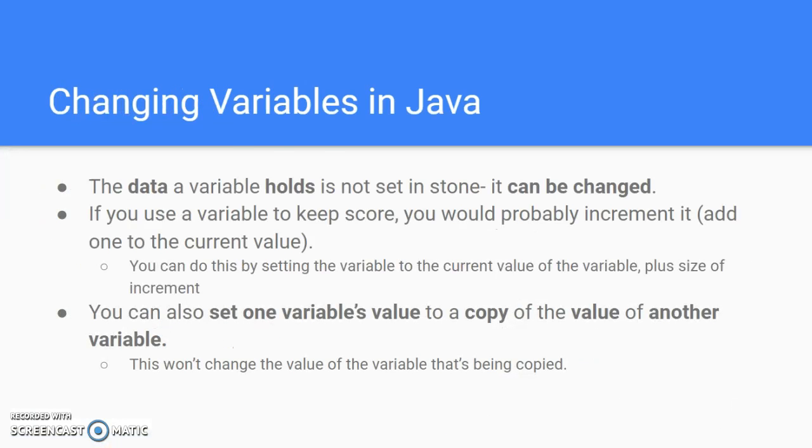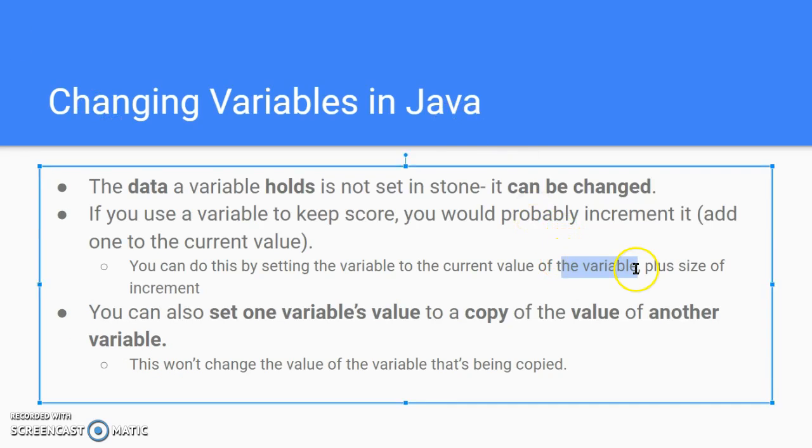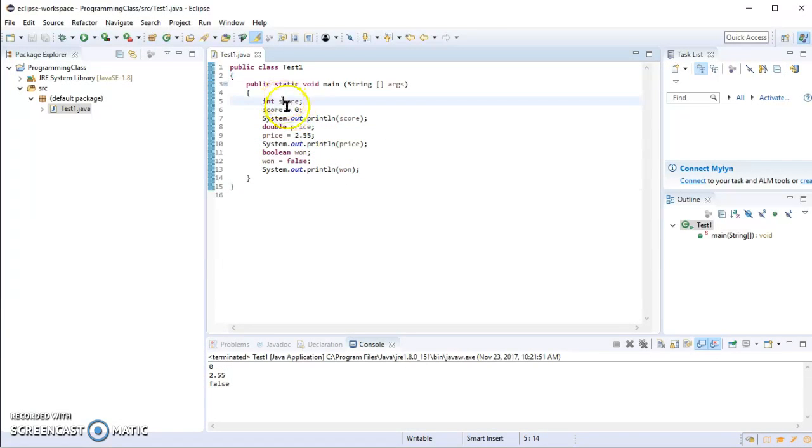Okay, now, the data a variable holds is not set in stone. It can be changed. If you use a variable to keep score, for example, you could increment it, or add 1 to the current value. You can do this by setting the variable to the current value of the variable plus the size of the increment. So say you have score right here. You can do score is now equal to score plus 1, semicolon.